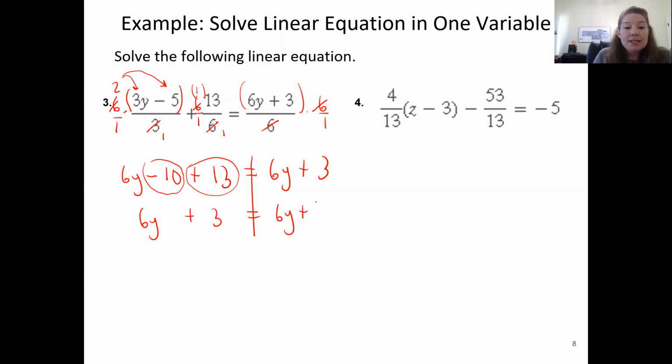And then do you notice we have the exact same thing on both sides of the equal sign? So our answer is infinitely many solutions.